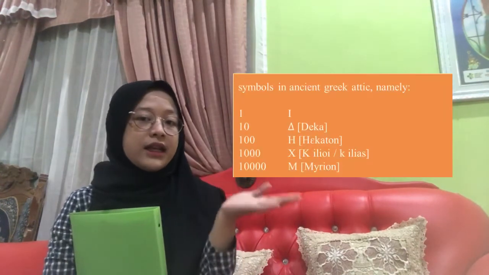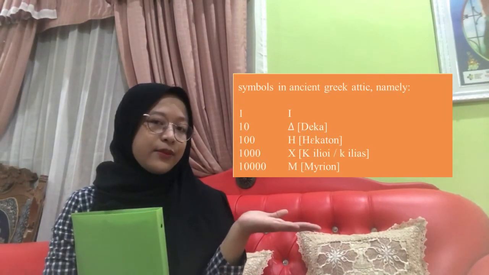This writing was found in an area of Greece called Attica. The Attic numeral system is represented simply, where the numbers 1 through 4 are represented by the symbol of a stick. This is the symbol used in the ancient Greek Attic system, as you can see.